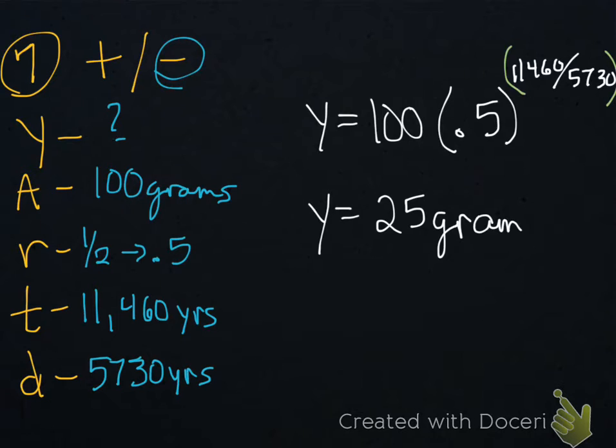So this is what they do when they're doing carbon dating. They see how much they have and they know the decay rate for that particular carbon isotope. And so they will figure out how old the object is based on the amount of carbon left in it.